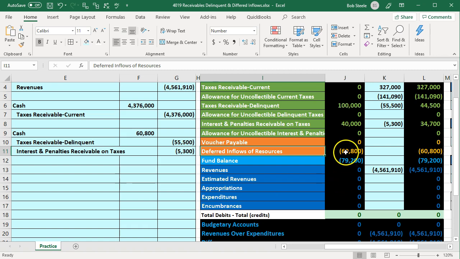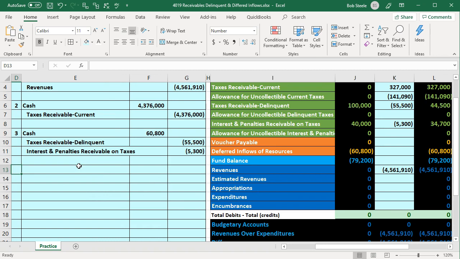So this was an adjustment that was made at the end of the prior period to reduce the revenue that we would have recorded on an accrual basis. Because it was delinquent, we don't want to record the revenue in that time period, so we reduced the revenue by the amount that wasn't paid, and then we put the other side to the deferred inflow of resources. Again, we'll see that process as we get to the end of this problem.